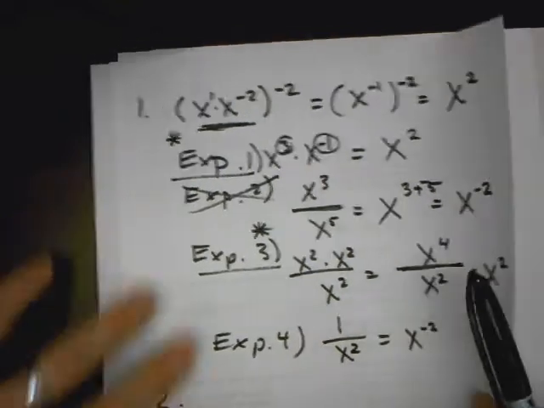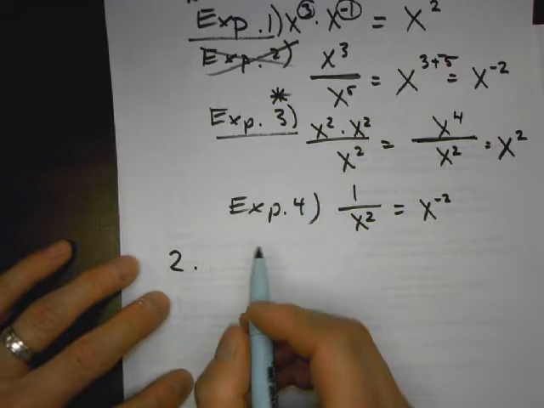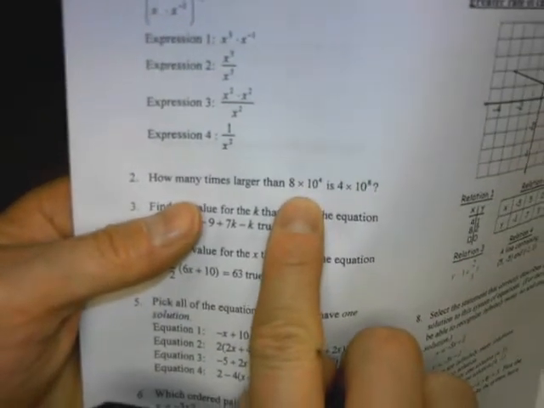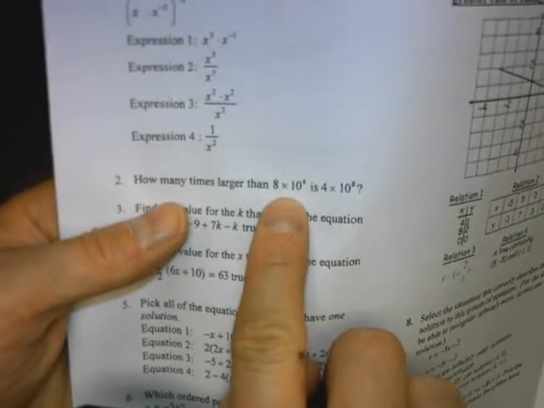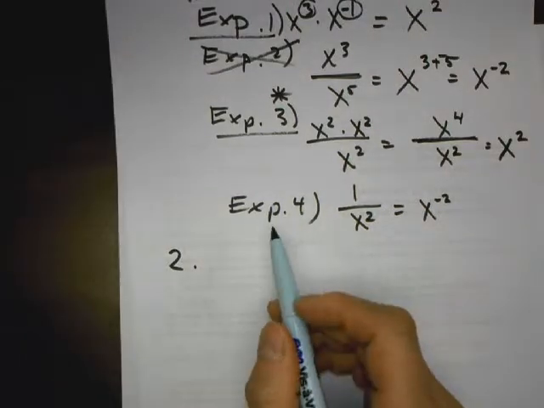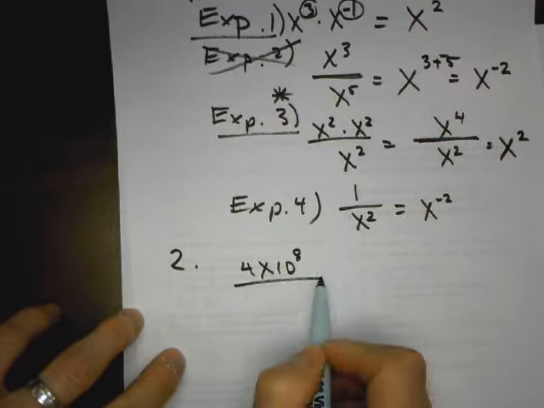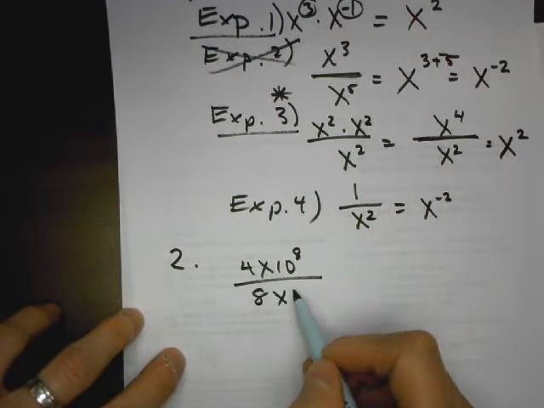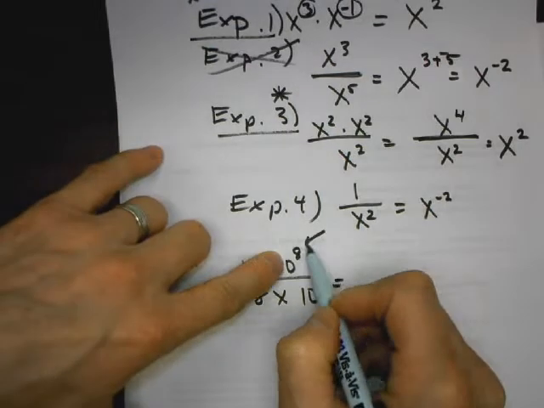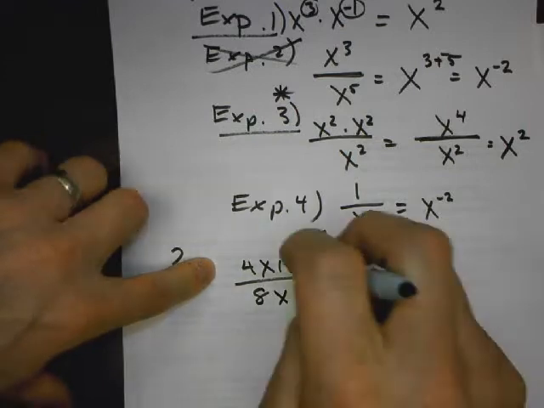Next problem on our study guide, number 2. We have to say how many times larger than 8 times 10 to the 4th. How many times larger than this is this? So that's a division problem. I want to put the bigger number on top. And the bigger number is not the coefficient. It's not the number in front. The bigger number is the one with the biggest exponent. So that's why this one goes on top, because it's how many times larger.